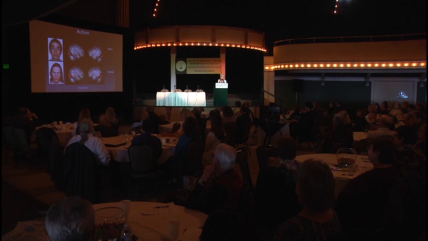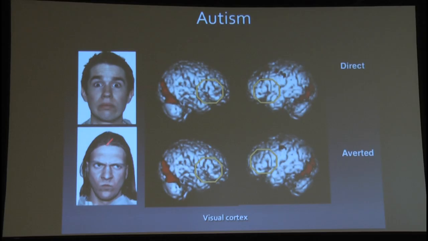When we look at the kids with autism, direct or averted, it doesn't make a difference. They are simply not processing the significance of the direct gaze, okay? And we actually controlled for gaze, controlled for where their eyes were in this experiment to make sure that they were looking straight at the eye region. So they're looking at the eye region, but they're simply not processing the meaning or significance of it.